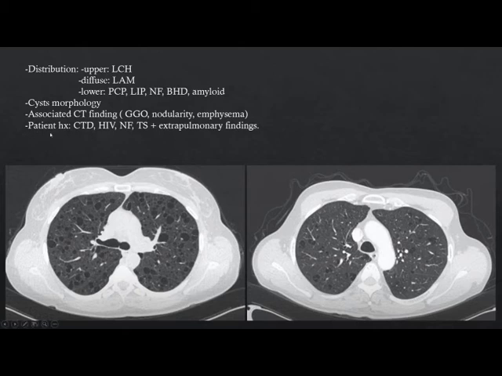And also be careful of patient history, if he has connective tissue disease, HIV, neurofibromatosis, or tuberous sclerosis. And look for extrapulmonary findings that may indicate specific disease, like the presence of chylothorax, renal lesions, lymphadenopathy, or skin lesions. Lastly, I would like to share with you these cystic lung diseases, which look similar on CT but are completely different pathologies.